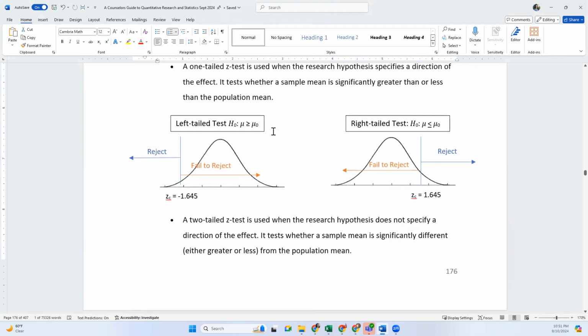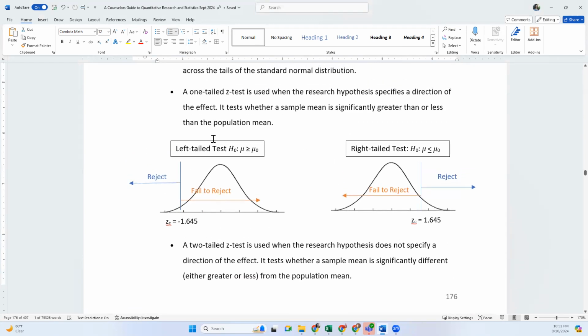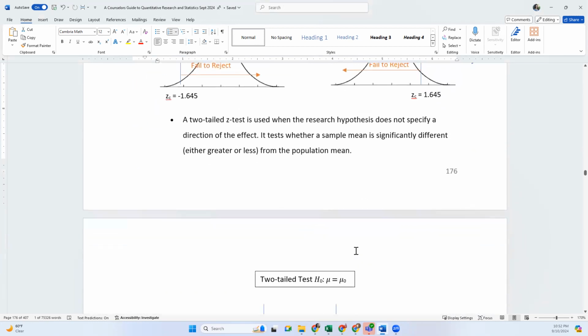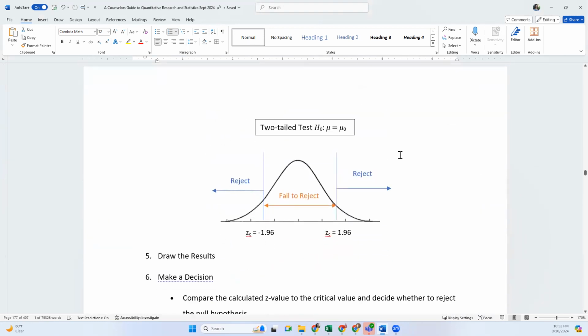So when we have a one-tailed z-test, we're going to say either that something is less than, which would be over here, or more than, and we can put all of our chance on one side of the chart, so to speak. For a two-tailed z-test, when we don't specify the direction, which we do a lot in dissertation work, we are going to split the difference and spread our chance on either side so that we can see if we're going to be able to reject.